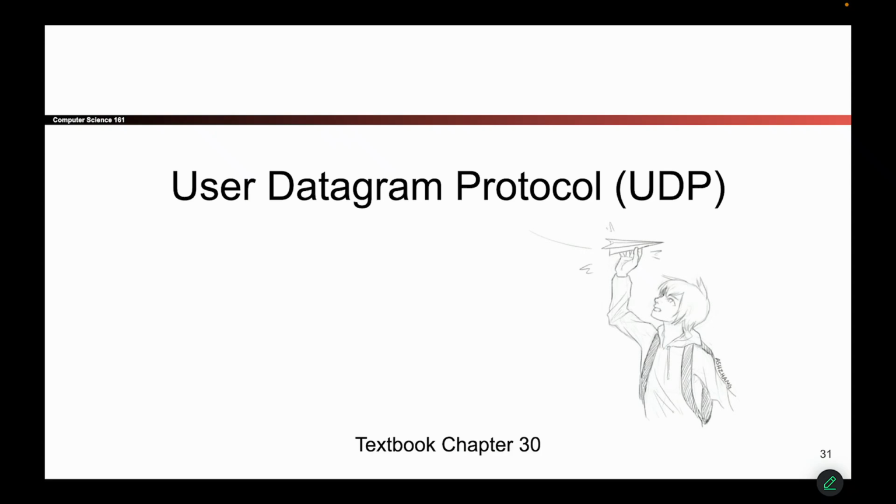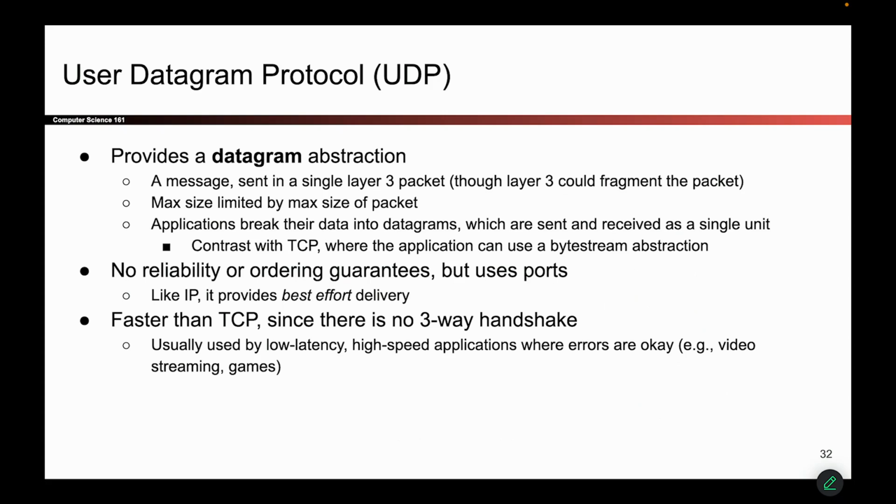OK, before we leave layer 4 altogether, let's quickly talk about an alternate protocol you could use at layer 4 called UDP. So here you have a choice. As the programmer, you can either choose to use TCP or UDP at layer 4. You can't choose both. You can't choose neither. You have to choose one. And which one you choose depends on what properties you want in your network connection.